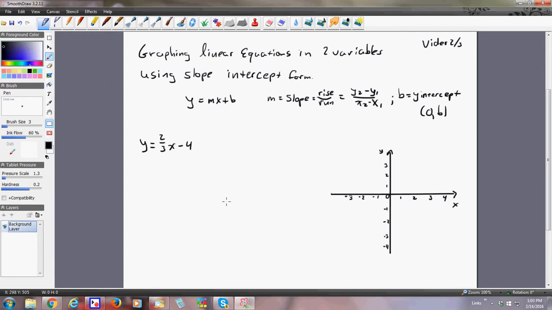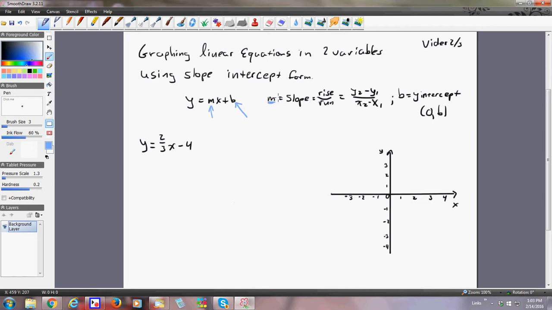Alright, so I'm going to do a video on graphing linear equations in two variables using the slope-intercept form. Now, everybody who's ever gone through mathematics in high school has seen this at some point in time or another. Why it doesn't stick, I'm not 100% sure. But here's the deal. It's y equals mx plus b.